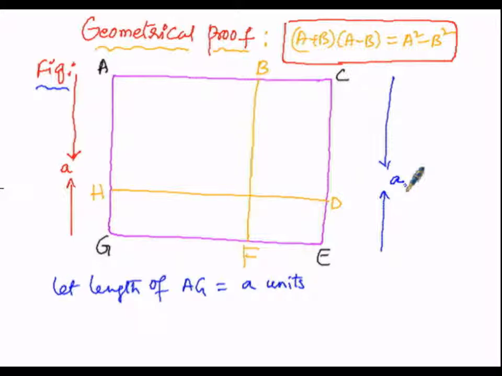Then later I am going to assume the length of BC as B units. Here both HD and BF are intersecting at the point called I. Since BC is B units, the opposite side, that is ID, also will be of the same B units, and similarly opposite to ID, that is FE, also will be B units. In this manner I have assumed: let BC equal ID equal FE equal B units.